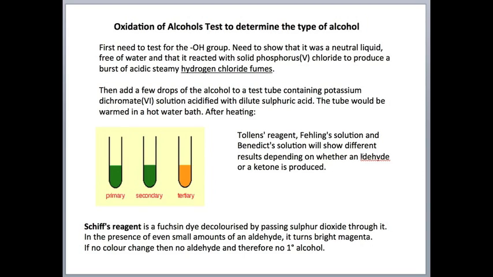Depending on whether we have an aldehyde or a ketone, we will have a different outcome. If we have a primary or secondary alcohol, there will be a color change to green. When we have a tertiary alcohol, there is no color change because we know that tertiary alcohols don't oxidize. We can also use Schiff's reagent, which is a bright pink-purple dye that becomes decolorized when we pass sulfur dioxide through it. In the presence of even a small amount of an aldehyde, it will turn bright magenta. If there is no color change, then there is no aldehyde, and therefore we don't have a primary alcohol. So this is another test we can use.